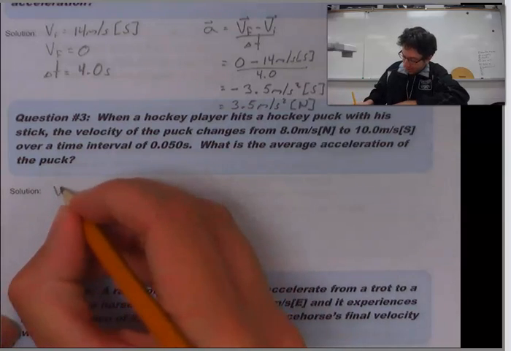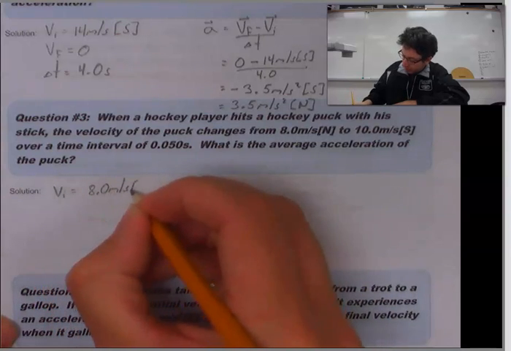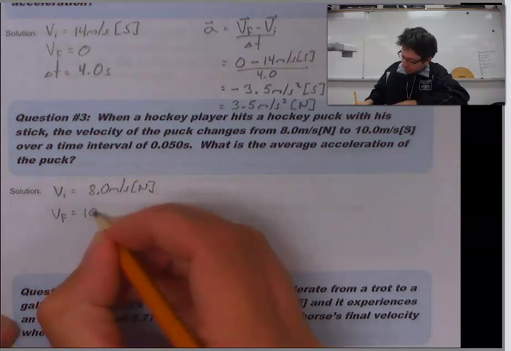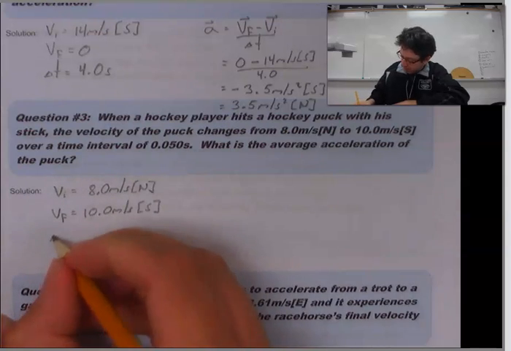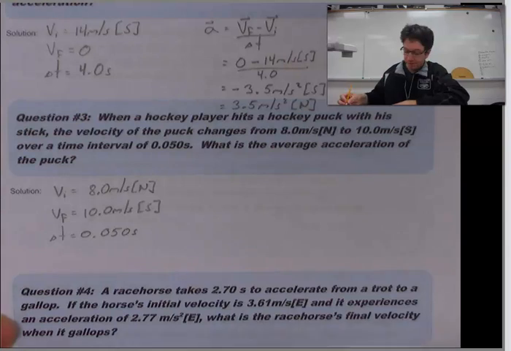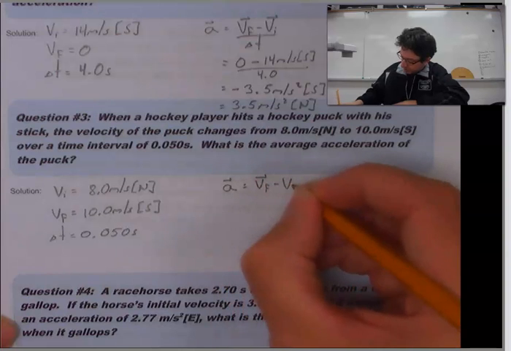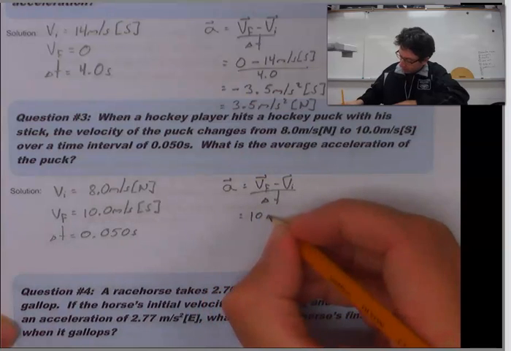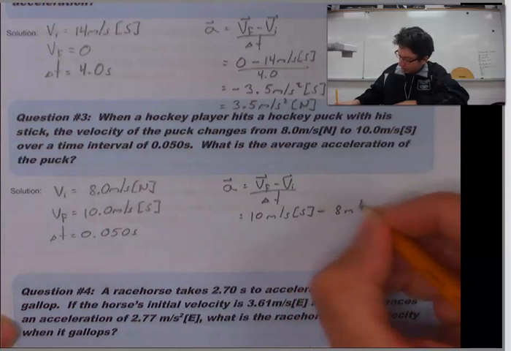All right, so let's write what we know. Initial velocity was 8 meters per second north. Final velocity was 10 meters per second south. And our time interval is 0.050 seconds. So to find acceleration, again, final minus initial over time. In this case, we have 10 meters per second south, and then we're subtracting 8 meters per second north.